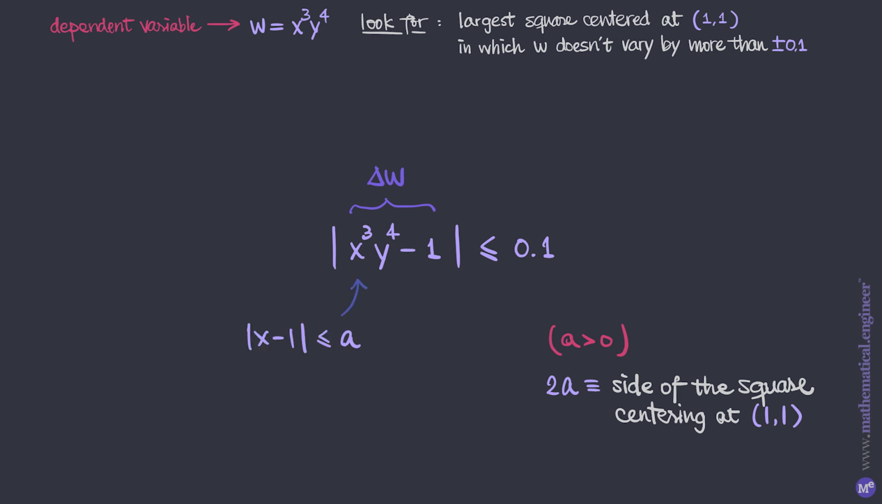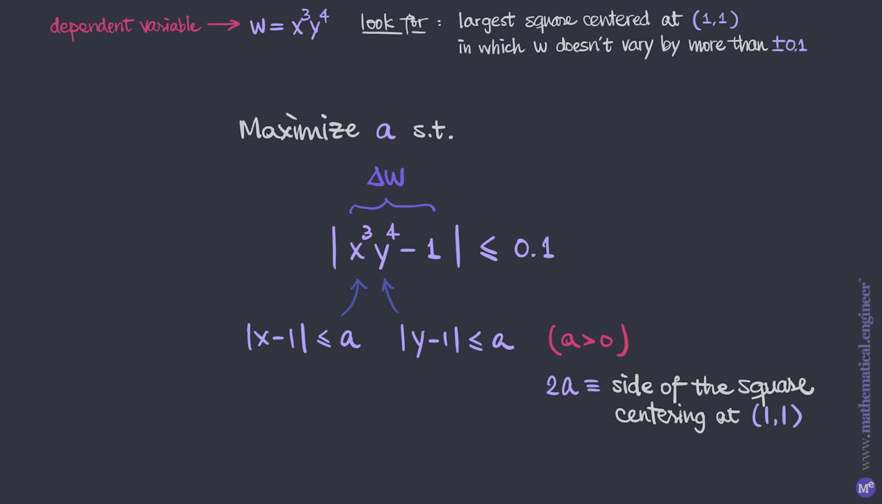Then we can only move away from the center in x direction by not more than a units, either to the left or to the right. Same to the movement in y direction. With this setup, we need to find the largest possible value of a. That's absolutely a daunting task.